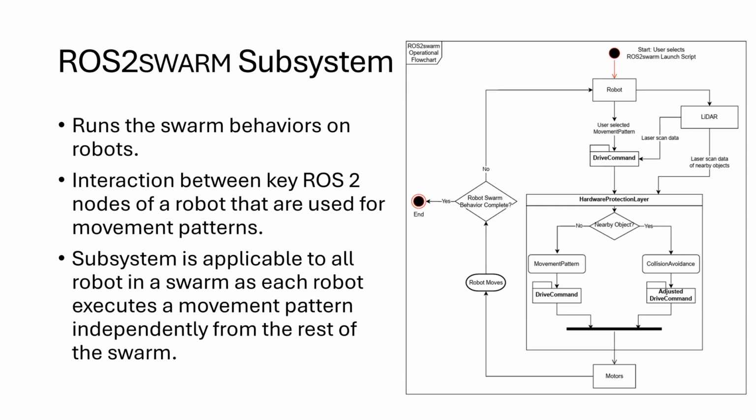Another subsystem we have is the ROS2 Swarm subsystem, and this will be running all our swarm voting behaviors on each robot independently. And the flowchart block diagram to the right shows the different parts of the robot and how they interact to produce the desired swarm behavior. And like I said, it's applicable to all robots, as long as they have a LiDAR and motors.